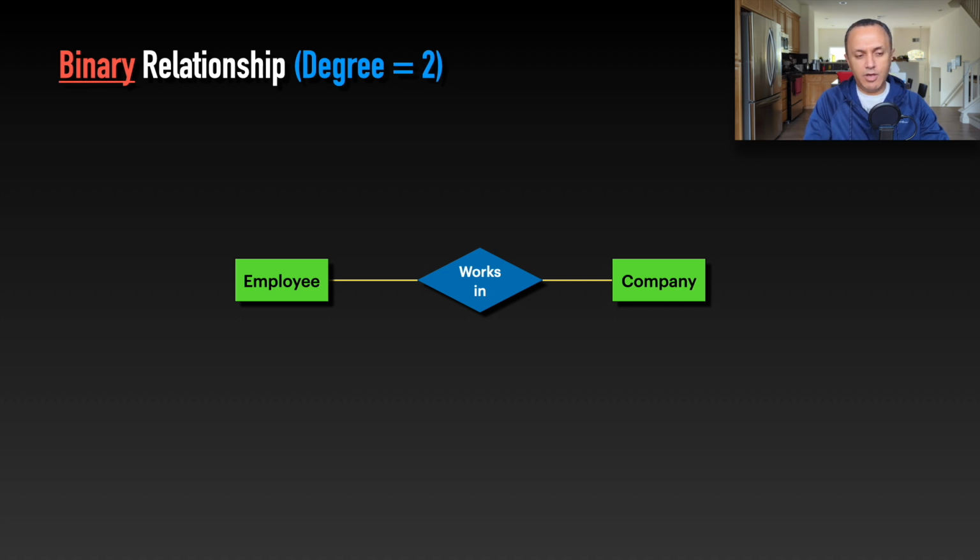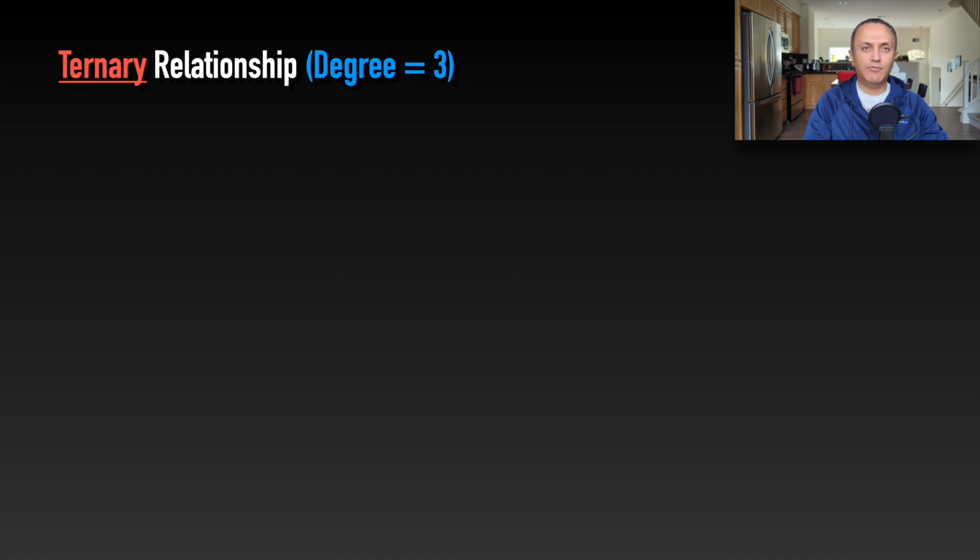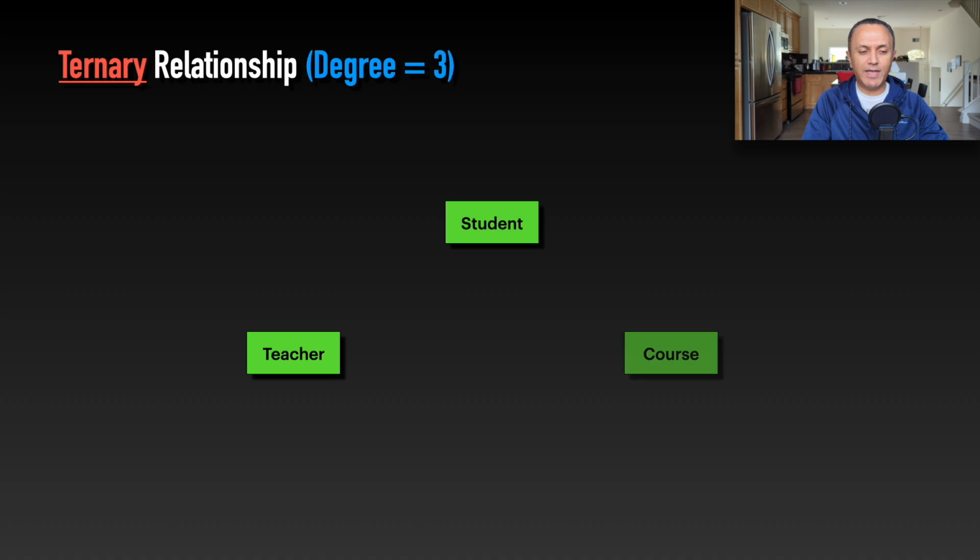You could go higher, so degree equals 3. This is what we call a ternary relationship. Now this means that we connect 3 different entity types. What's an example of that? If we have teacher, course, and student, and you want a relationship that captures that, saying that this teacher teaches this course to this student. So you have a relationship that connects all 3 entities.